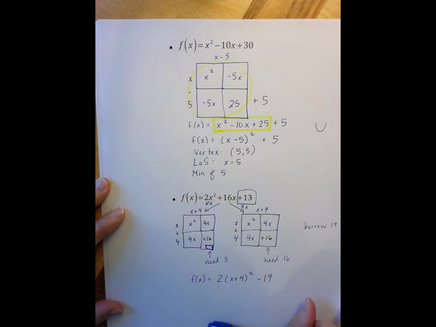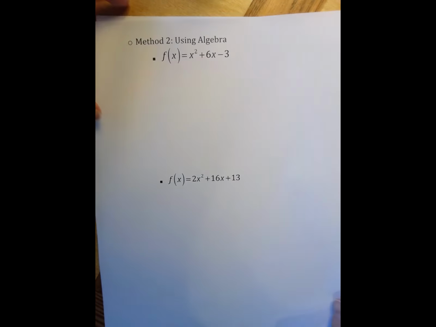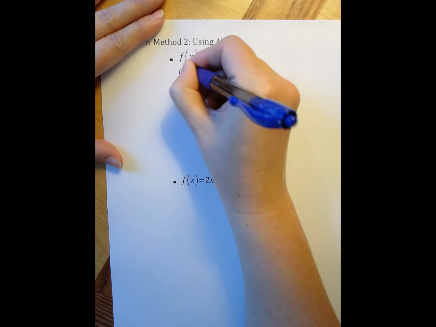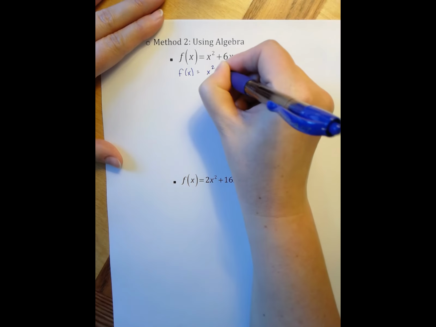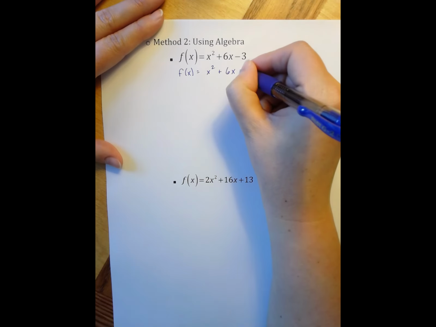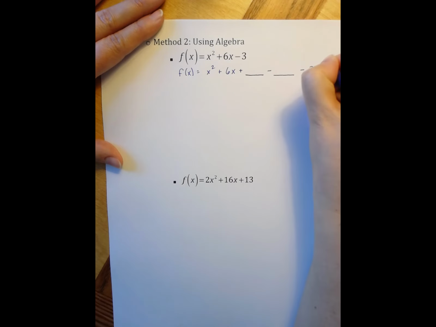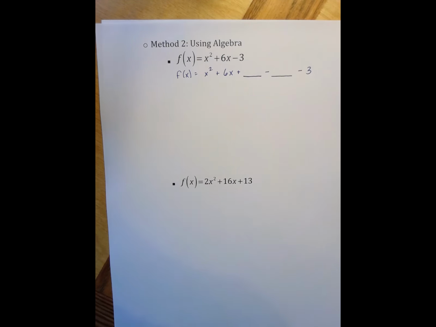Okay, we're now going to look at 2 other methods, but at the same time. So, one way of completing the square using algebra looks like this. I have f of x equals x squared plus 6x. And then I'm going to add something and subtract something, and then I have my minus 3. Now, in math, I can add something to both sides of the equation, which keeps it the same. I can also add 0 to any number, and it keeps it the same.